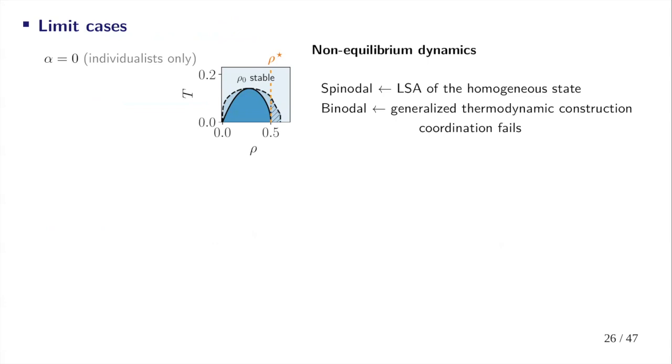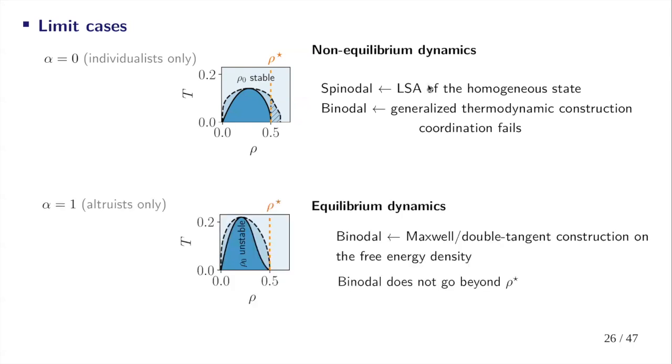Okay, what are the limit cases? So it turns out that alpha equal to 0, we just have seen it. We have understood the behavior of the system. We can predict the spinodal, which is here in dark blue, given by the linear stability analysis. We can compute the binodal by the generalized thermodynamic construction. When you have altruists only, the system is a pure equilibrium system. And so you can actually compute everything semi-analytically. So you have, again, the spinodal, the binodal by construction, because you have the free energy. You have constructed the free energy like that.